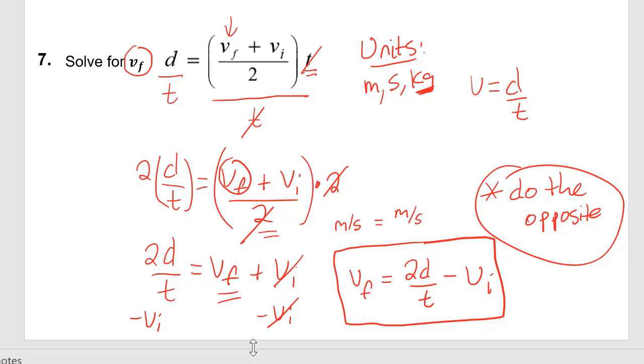So basically what I'm saying is you have to have like terms here. So meters per second, and the last term also has to be meters per second, which it is because it's a velocity. So you can see by looking at the units that you're going to get an answer in meters per second, which is what you want for velocity.